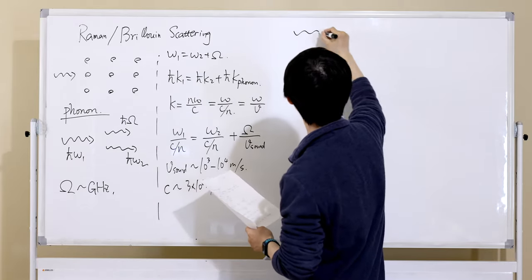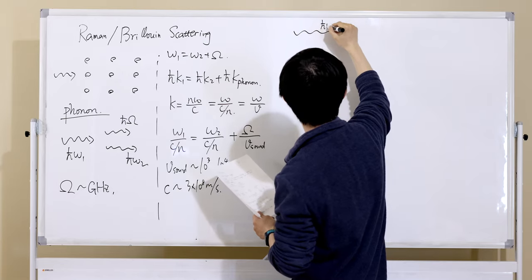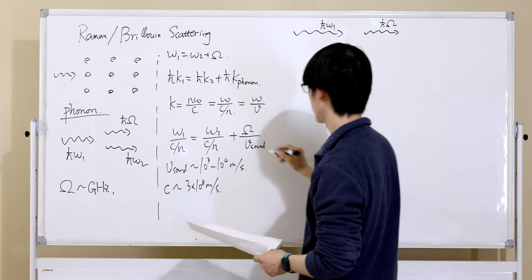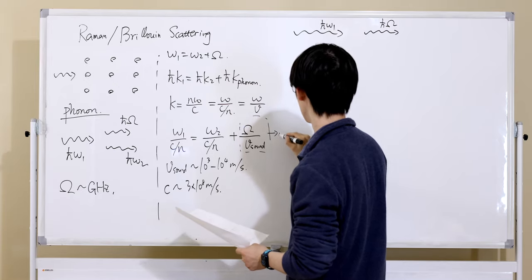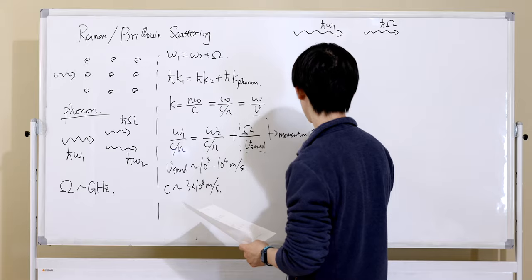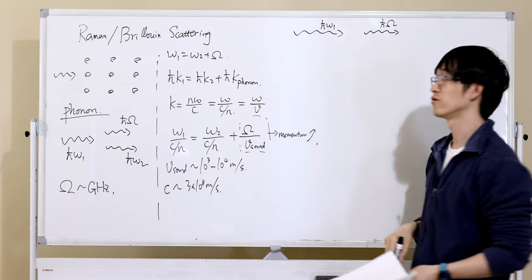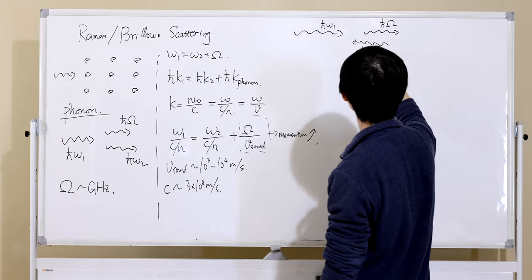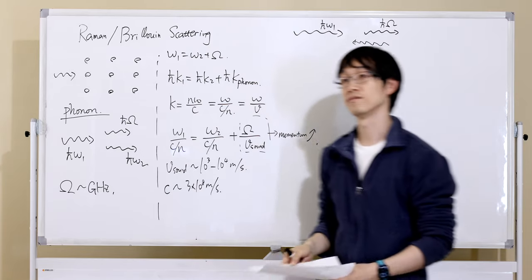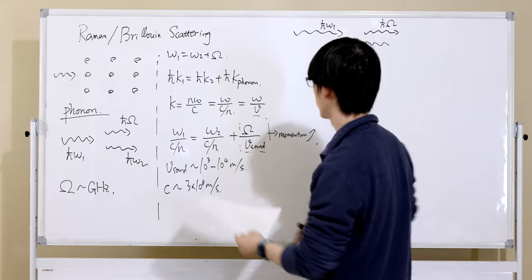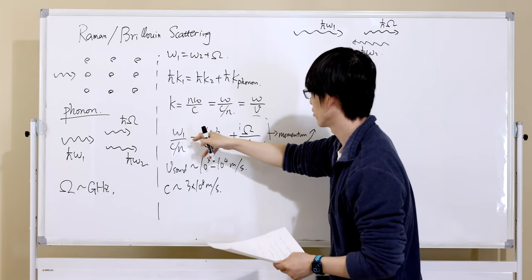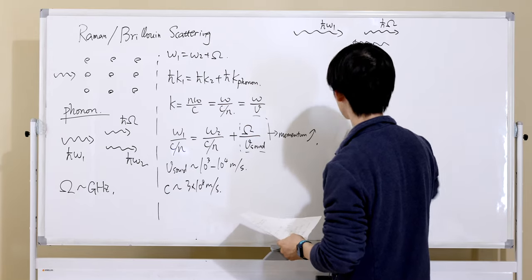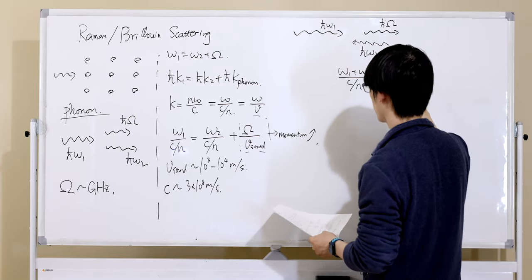So think about this. If you have h bar omega 1 come in here, and then you generate a phonon that's also in the same direction, then the phonon already carries a lot of momentum. This momentum is very large. And in order to do phase matching, or momentum conservation, your generated light is actually in the reflection direction. So what that would do to this equation is change its sign from plus to minus, and then you will have omega 1 plus omega 2 divided by c divided by n equal to omega divided by v sound.